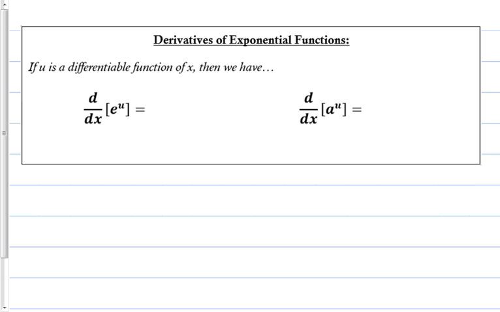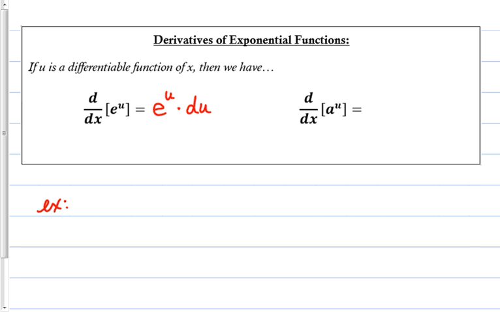Okay, derivatives of exponential functions. So if u is a differentiable function of x, then on the left we have the derivative of e to the u. So if I have a function that looks like e to the u, when I derive it, I'm going to end up with the original function, e to the u, times the derivative of u. That is the easiest derivative there is.